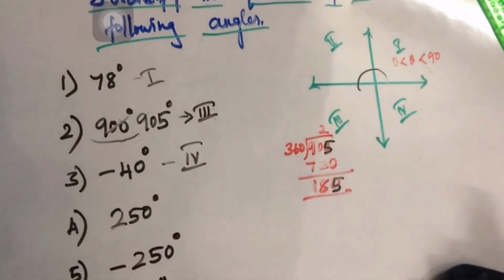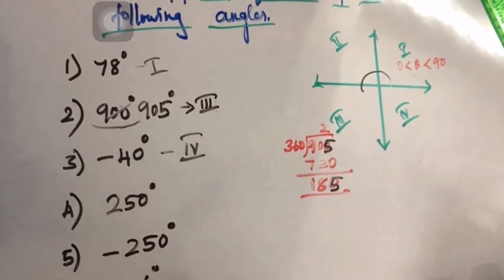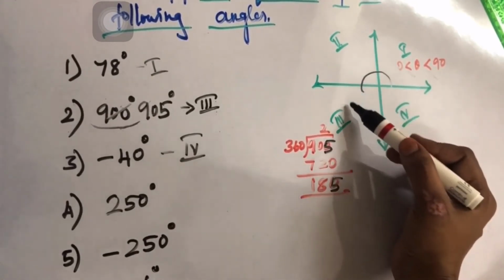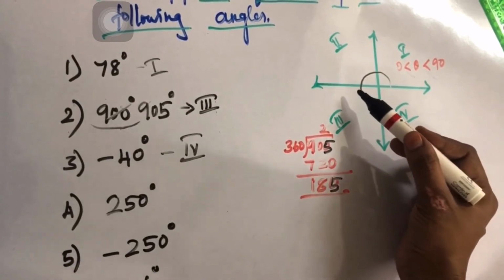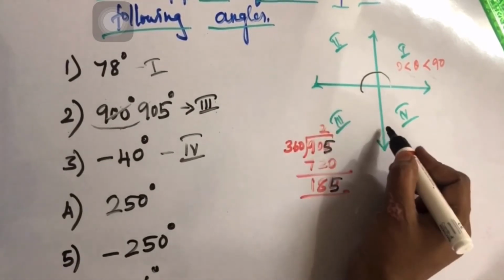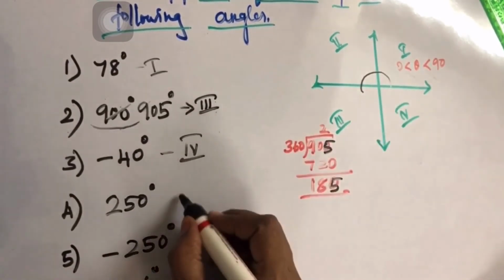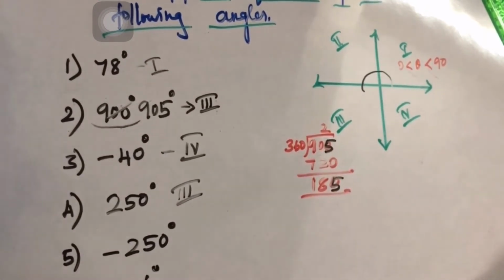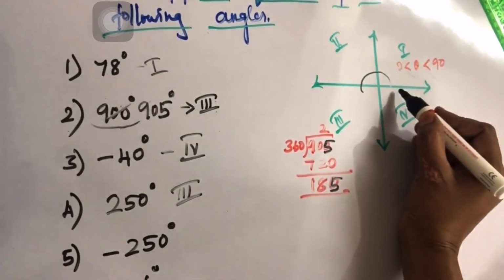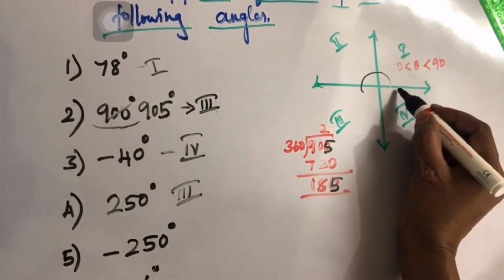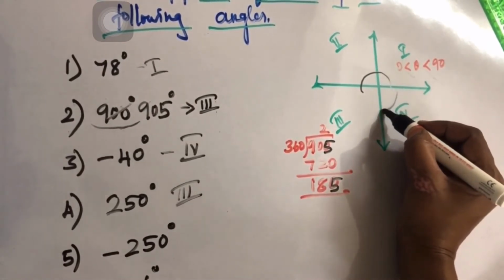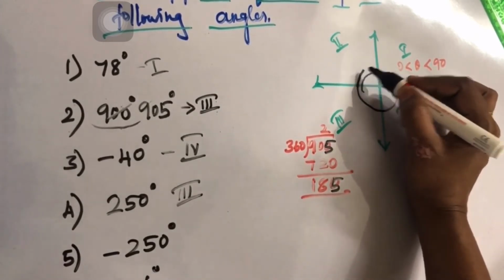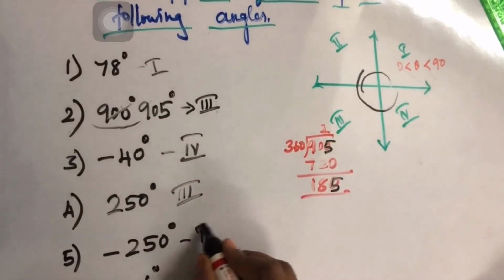Fourth quadrant. 250 degrees means in the third quadrant only, the angle measures lie between 180 and 270. So, 250 will come here in the third quadrant. Minus 250: if I start from here in the clockwise direction, minus 90, minus 180, and minus 250 will come in this quadrant, and it is the second quadrant.